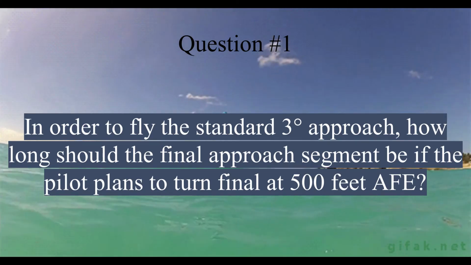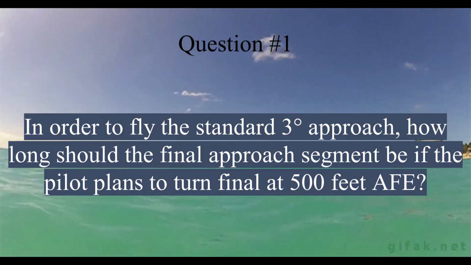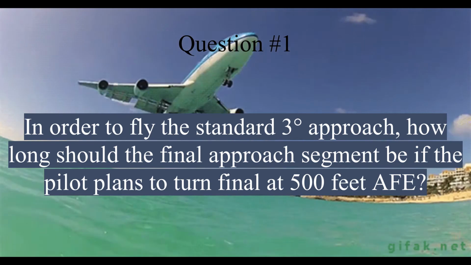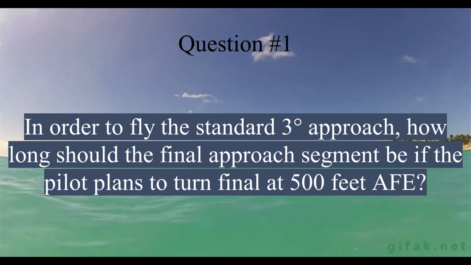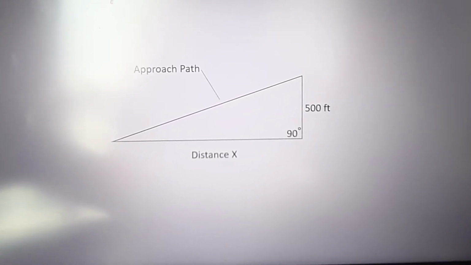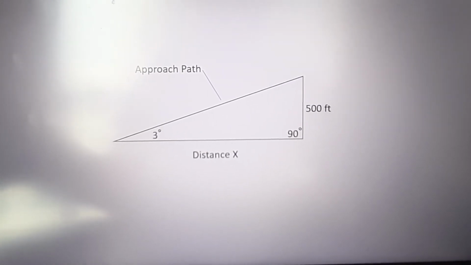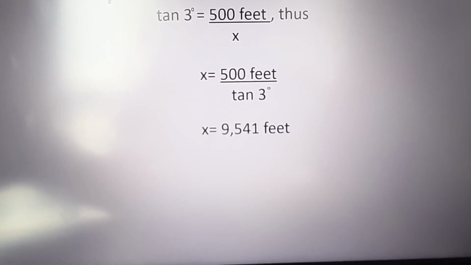Question number 1. In order to fly the standard 3 degrees approach, how long should the final approach segment be if the pilot plans to turn at final 500 feet above the elevation of the airport? If we begin our final approach 500 feet AFE, we can compute the length of our final approach by dividing our altitude by the tangent of 3 degrees. So, 500 feet divided by tangent 3 degrees is equal to 9,541 feet.